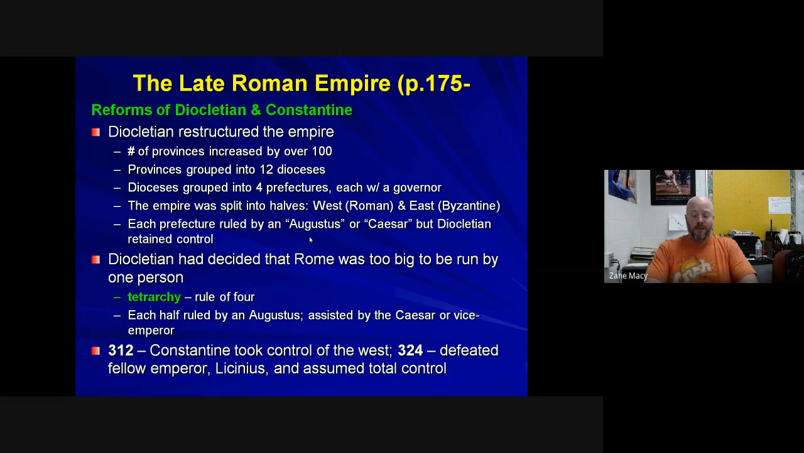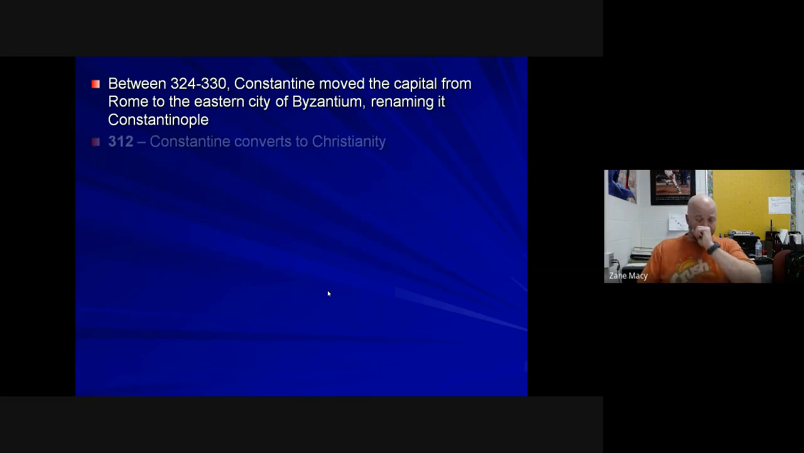Diocletian ends up splitting the empire up like this, where for hundreds of years there had been one emperor that controlled the entire empire. He said that was too much for one person. The empire was too big, so he creates the tetrarchy. Well, Constantine comes in and he takes complete control of the West in 312. By 324, he ends up defeating his fellow emperor, his fellow Augustus, Licinius, in the east, and he assumes total control of the entire empire. So he reunites the entire empire, east and west.